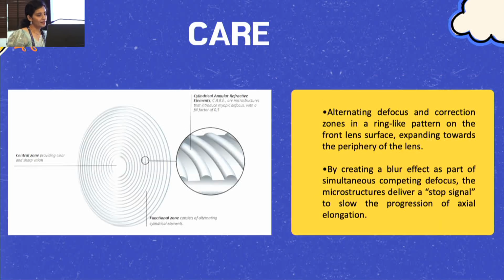And coming to the CARE, these are cylindrical annular refractive elements. Here you have alternating defocus and correction zones in a ring-like pattern. It again creates a blur effect, like a competing defocus, and that again causes a stop signal for progression of myopia. Here you can see that there are circular rings, and the ones that are elevated have a +3 lens, and in between you have the distance correction.